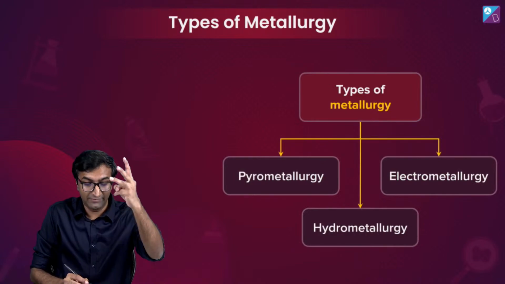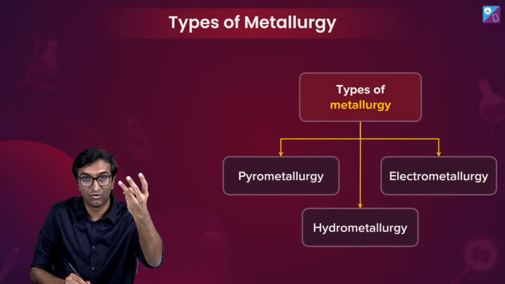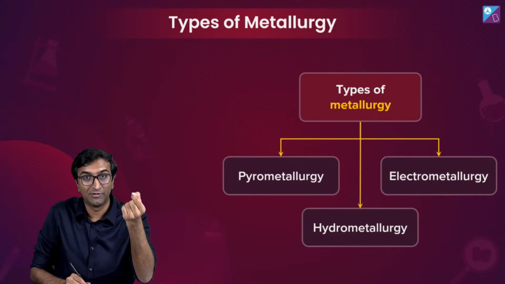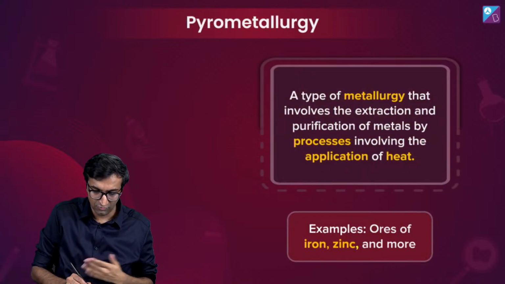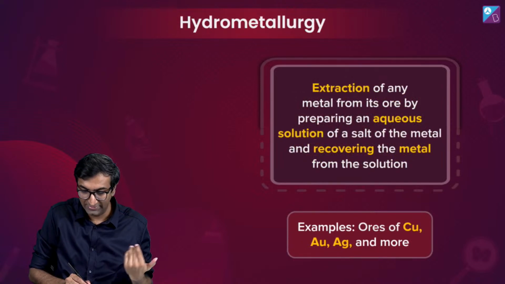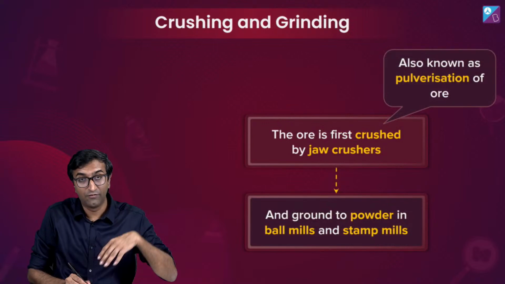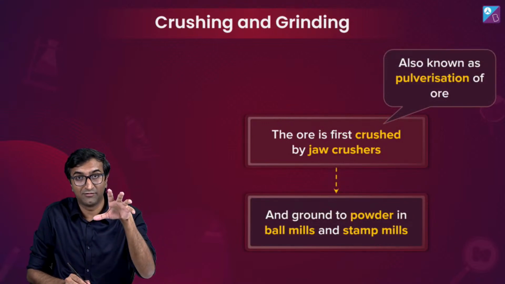Okay. 3 different types of metallurgy, right? Pyro, electrometallurgy, hydrometallurgy. Pyro means heat, electro means electricity and hydro means water, aqueous solutions, right? These were the things, I just said, examples are written here. Let us quickly recap, and then we went on to different ways of figuring out the process of metallurgy, right?